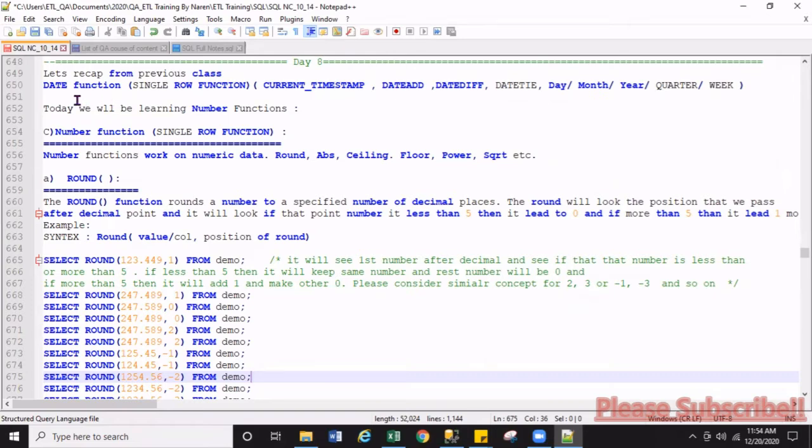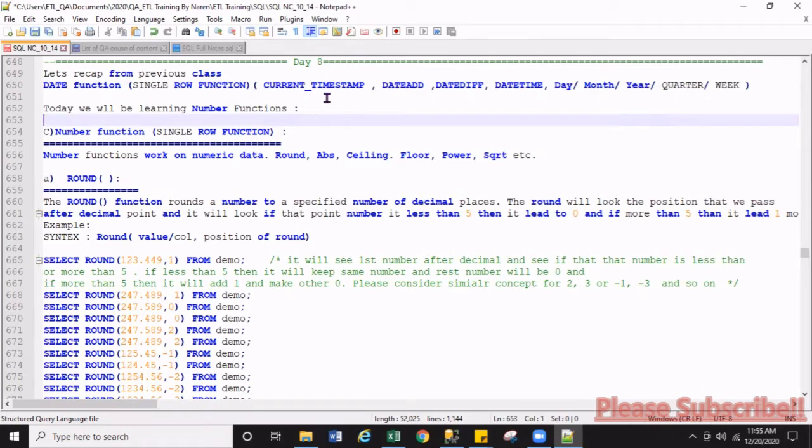So let's recap what we learned in previous classes. In previous classes, we learned date functions, which are a kind of single row function. In date functions, we learned current timestamp, date add, date diff, datetime, and day, month, year, quarter, and week.